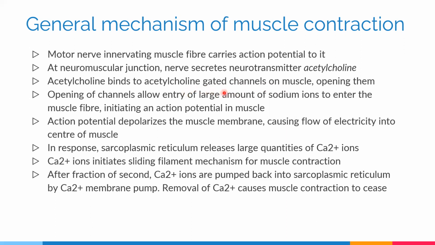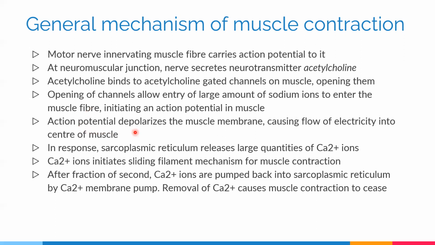The acetylcholine gated channels are cationic channels, and opening of these channels allows entry of large amounts of sodium. And as we have seen in previous videos, entry of sodium, or positive charge, into a particular cell allows it to depolarize, and thus sodium ions entering the muscle fiber depolarize the muscle fiber, initiating an action potential in the muscle. One thing we have to know is that this property of polarizing and depolarizing and showing an action potential is only shown by two tissues in our body, one of which is the nerve and the other is the muscle.